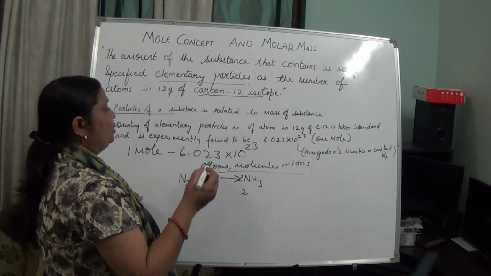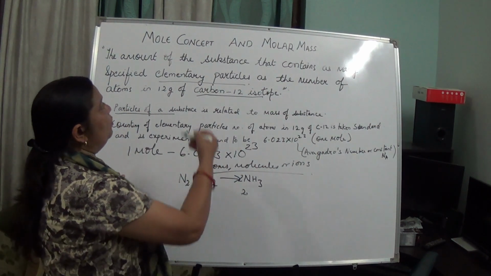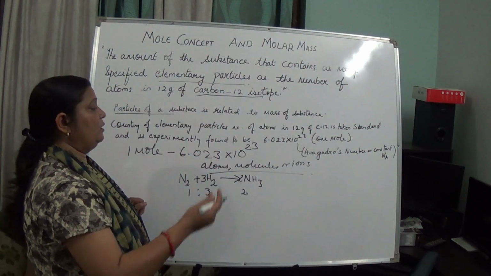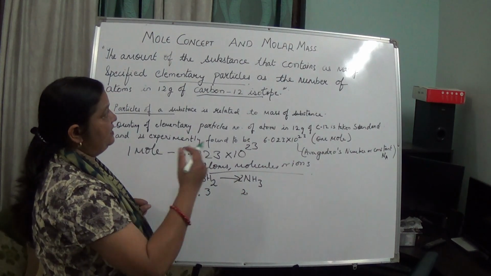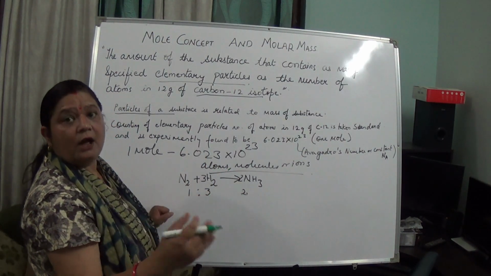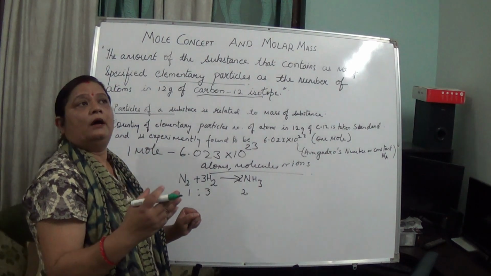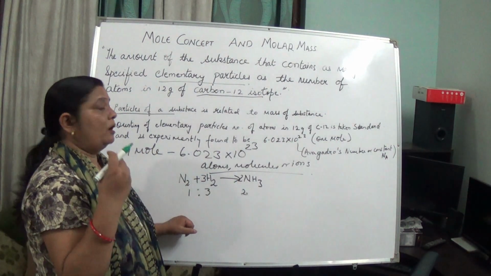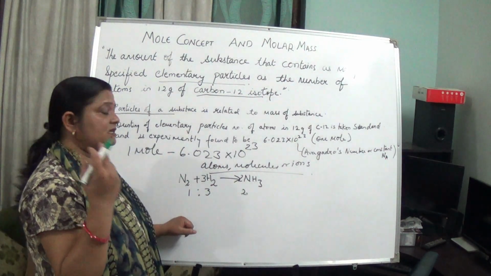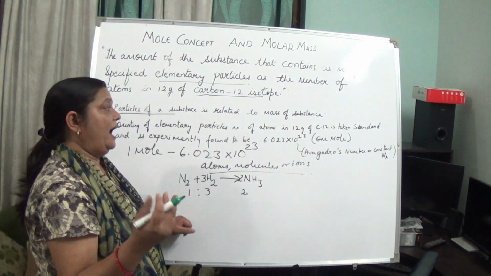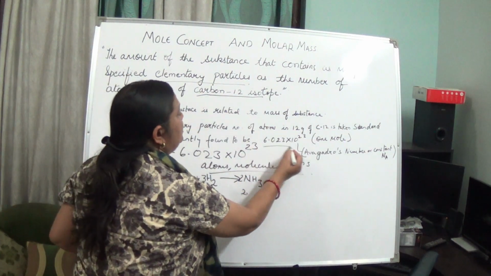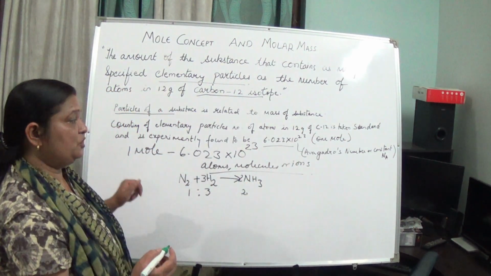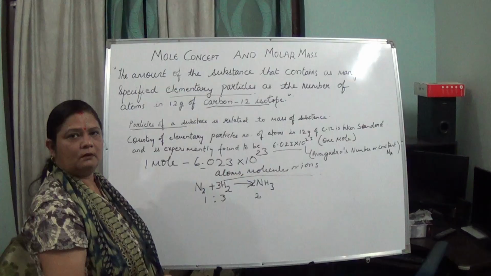Getting? This is why the mole concept came into existence, that if we follow this manner, we will be able to find the number of atoms, molecules or ions participating in the reactions. And you all know the standard quantity was taken to be 6.023 into 10 to the power 23.